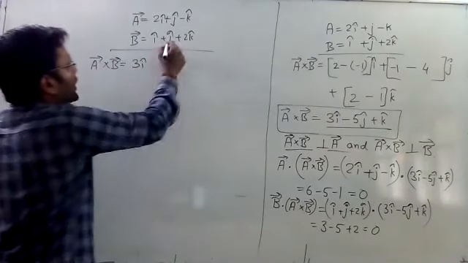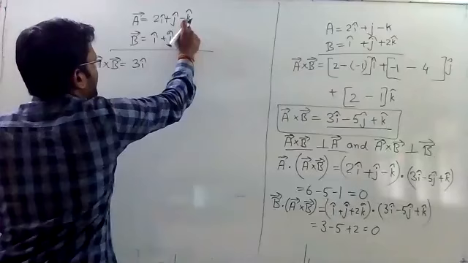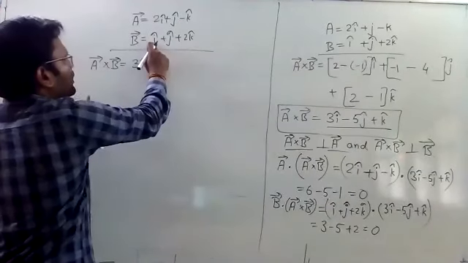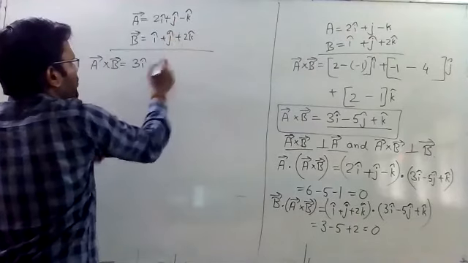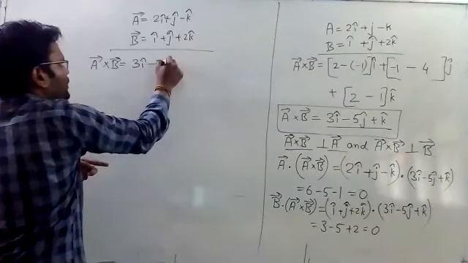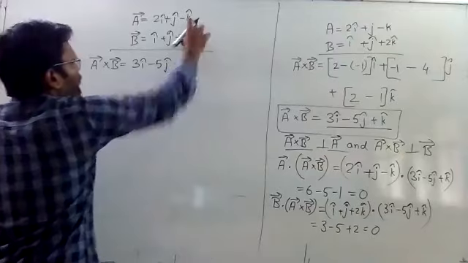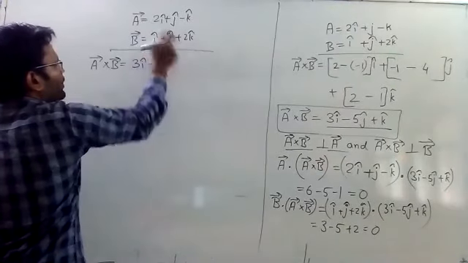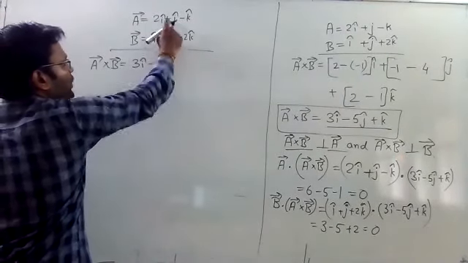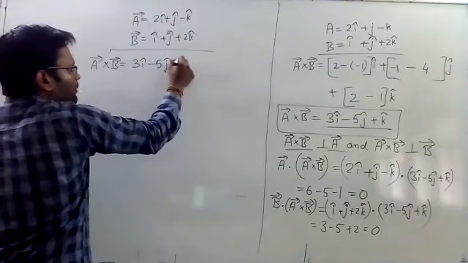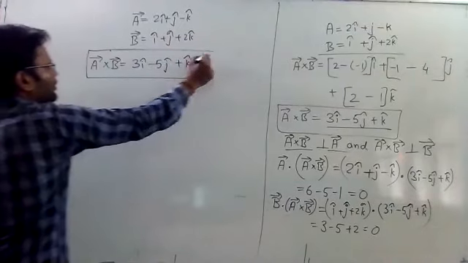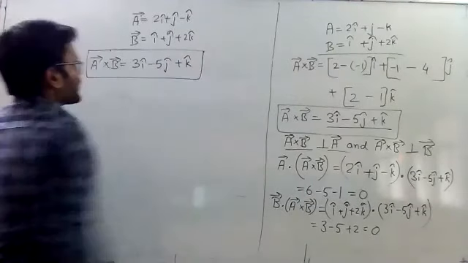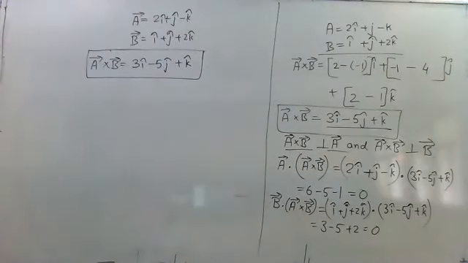Next, for j cap I am going to start from here. Minus 1 into 1, minus 1, minus 2 into 2, minus 4. So minus 1 and minus 4, how much? Minus 5j. Coefficient of k, I'll start from i. So 2 into 1 minus 1 into 1. So 2 minus 1 is 1, plus k cap. Directly I have written. So if you have sufficient practice, you can directly write the cross product of two vectors.